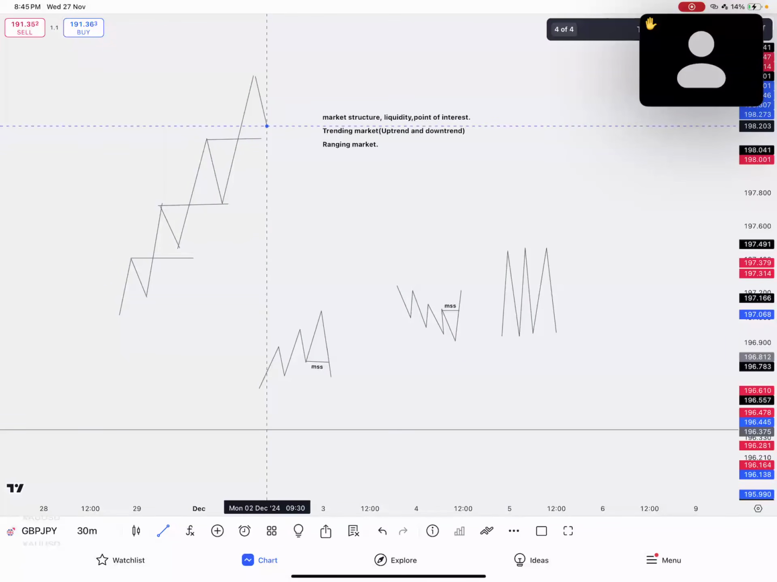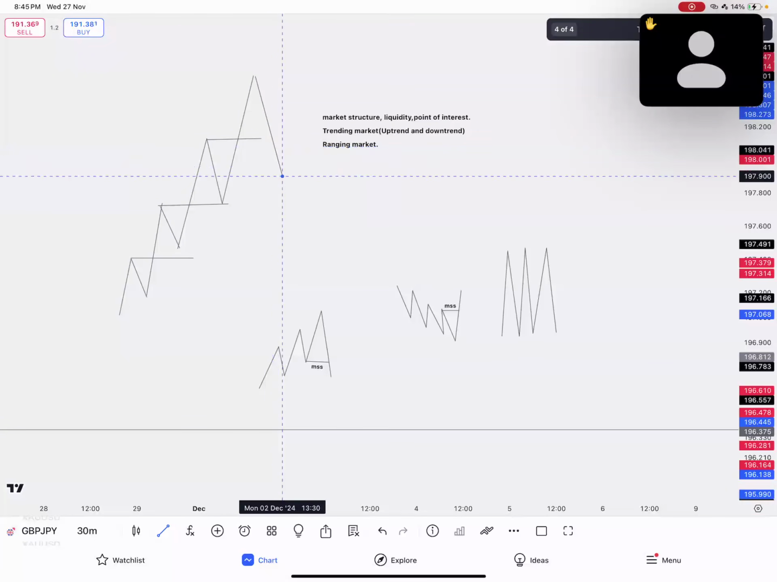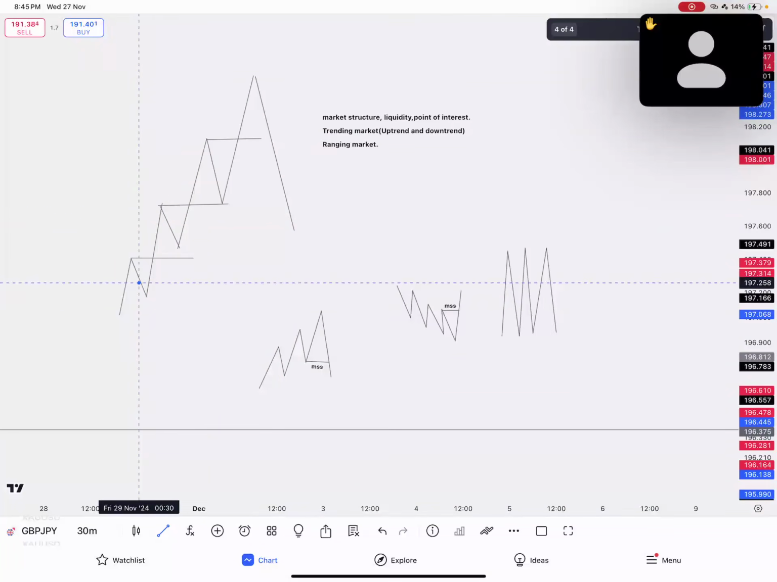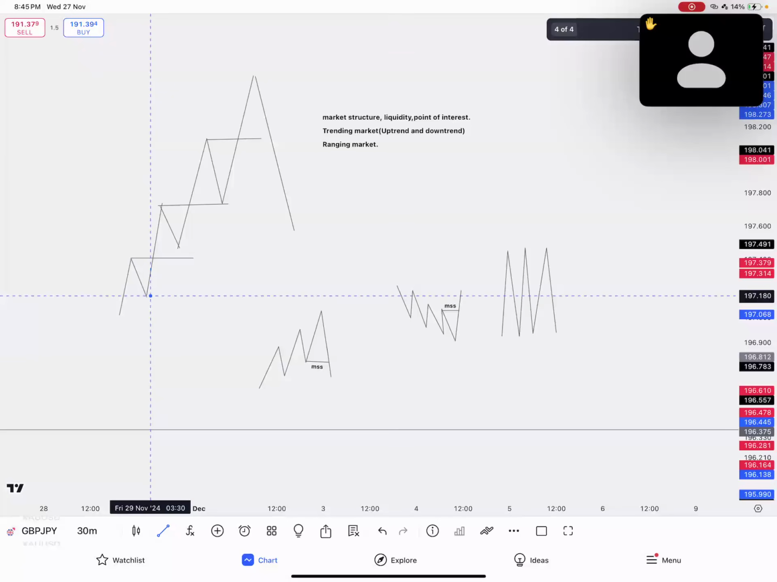But for a market structure shift to occur, let's say this was the last low. Market will now come here and then break this low. This is not a market structure shift. So for break of structure, you're taking trades in line with the current trend. For break of structure, you take a buy here. If you push back, you take another buy.